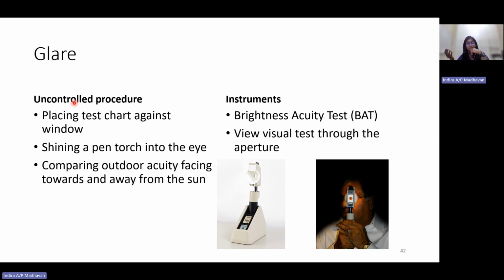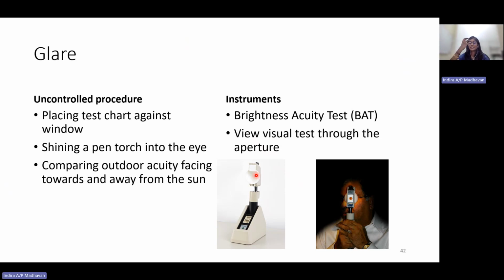And then another more systematic way would be the brightness acuity test. Okay, this is the instrument that is used. Basically, it is like a very tiny Humphrey visual field, the hemisphere thing, right? This one is only for the eye.